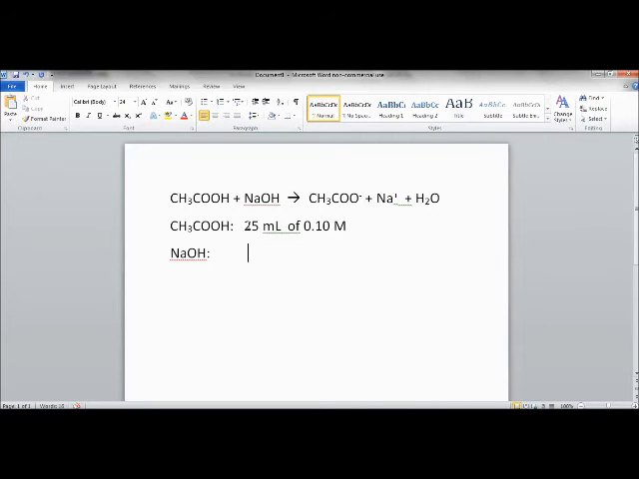Just like in the last titration, I'm going to start off with 25 milliliters of 0.1 molar CH3COOH, and I'm going to titrate it with the NaOH. Because the mole ratio is 1 to 1, I'm still going to end up using 25 milliliters of the NaOH to completely react the CH3COOH. The fact that this is a weak acid doesn't affect the stoichiometry. It's still a 1 to 1 ratio. So we're going to notice a couple of differences.